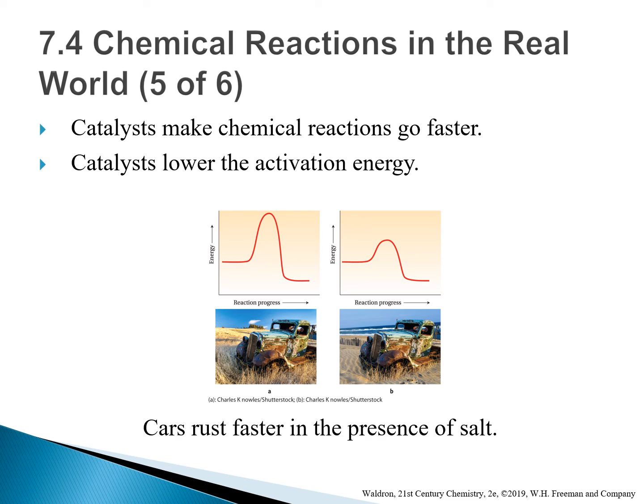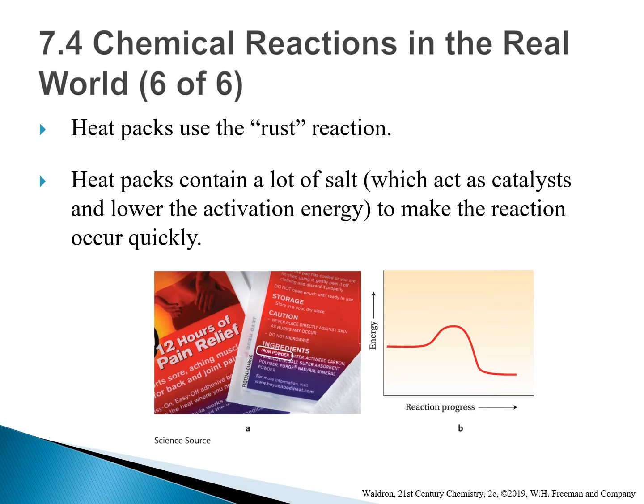Note that the starting and ending point for the reaction are the same. What differs is the size of the hill. The hill is smaller in the presence of salt, as shown to the right, because salt lowers the activation energy of the chemical reaction, but is not a reactant or product. We refer to it as a catalyst. The rusting reaction can go even faster.